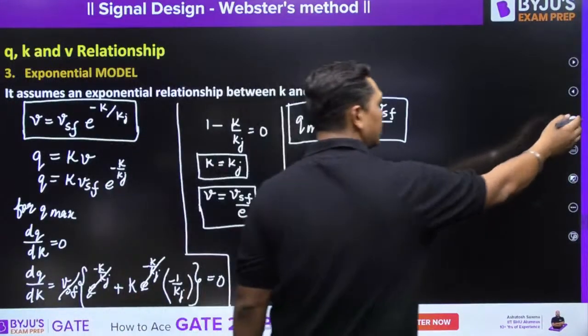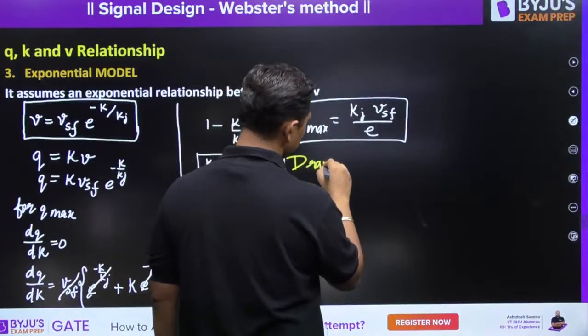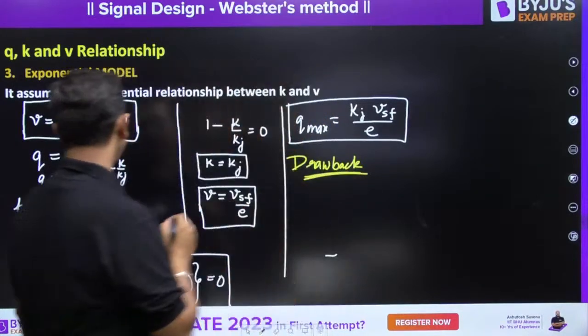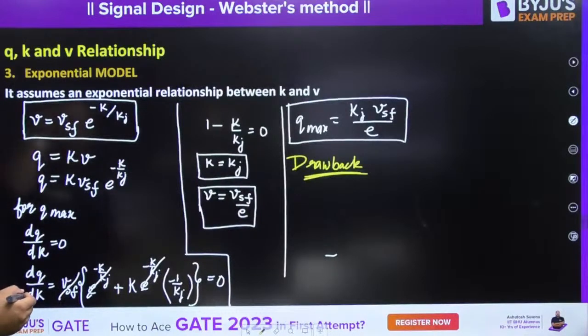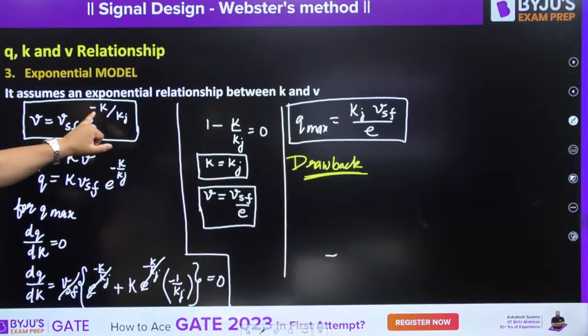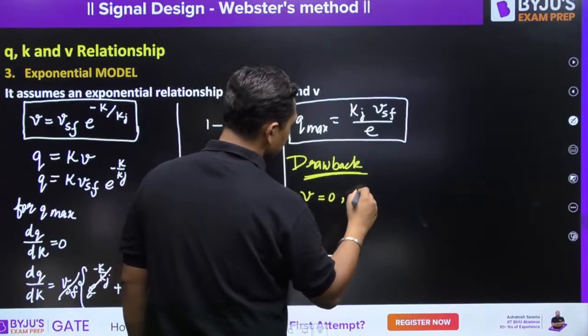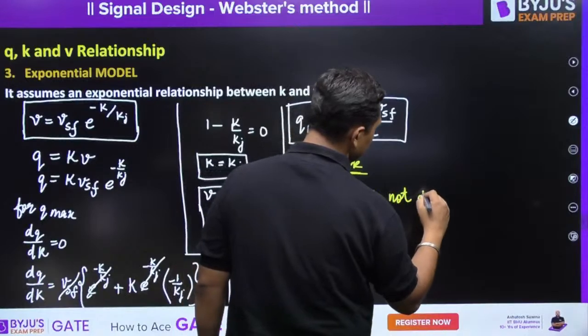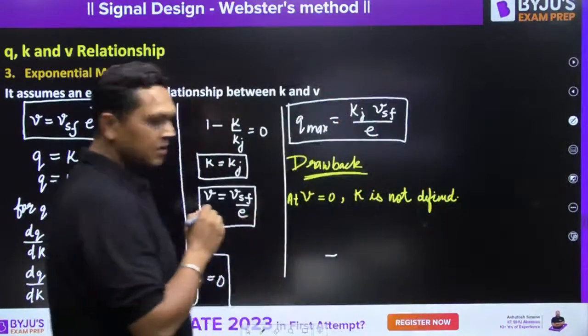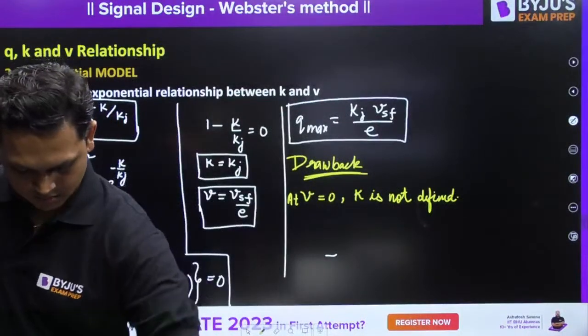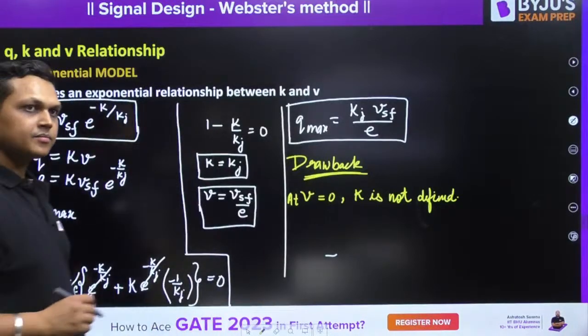So what is the drawback in this case? The drawback is, if you put K equal to 0, then this will be equal to 1, no problem. But if V is equal to 0, e to the power of minus K upon Kj is equal to 0, and ln of 0 is not defined. So at V equal to 0, your density K is not defined. Is it clear to all? Any doubt? Okay. Clear?